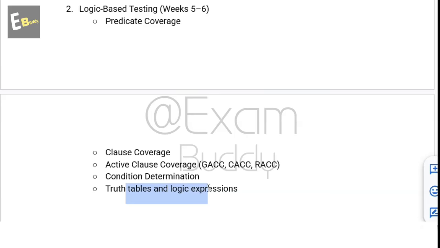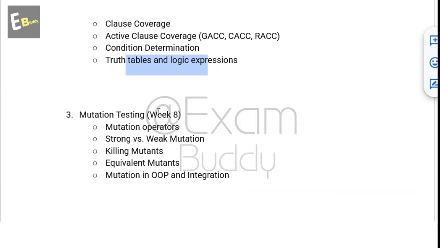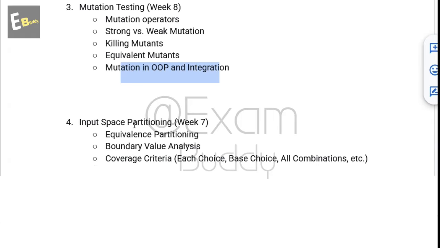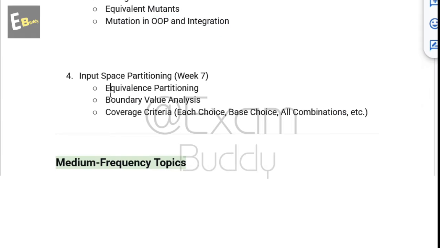And the third one is mutation testing. It is related to week 8. In mutation testing, you have to study mutation operators, strong versus weak mutation, killing mutants, equivalent mutants, mutation in OOPS, and integration. And the fourth one is input space partitioning. It is related to week 7, and you have to study equivalence partitioning, boundary value analysis, and coverage criteria like each choice, base choice, all combinations, etc.